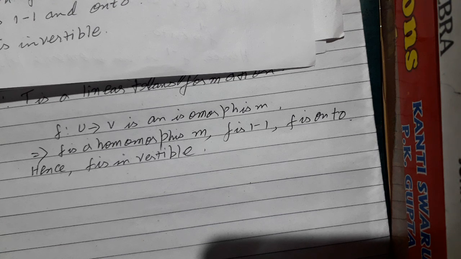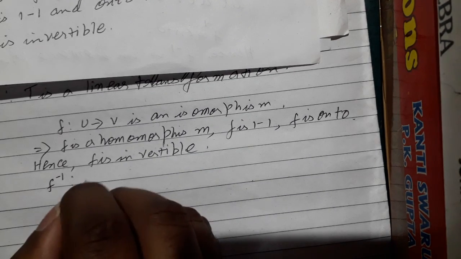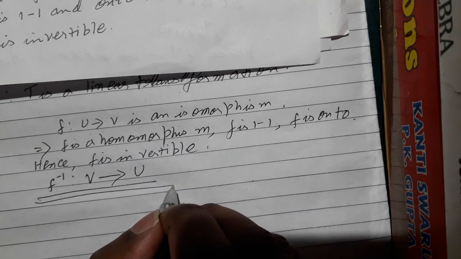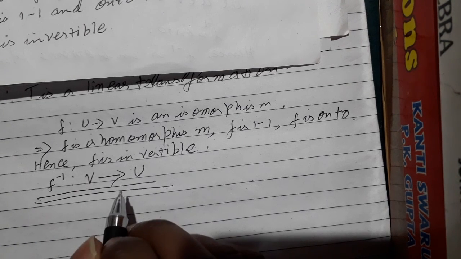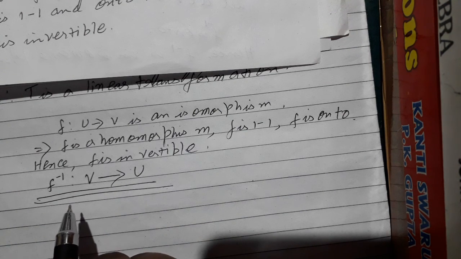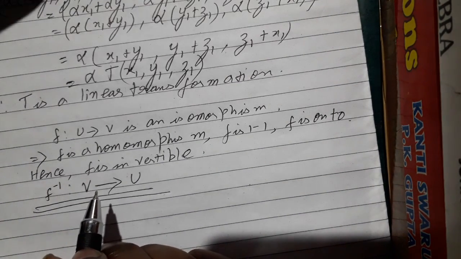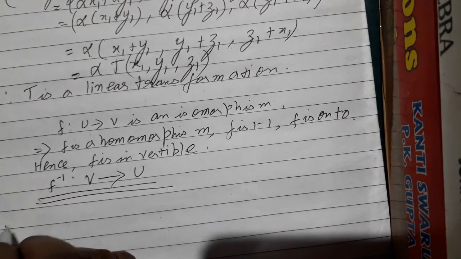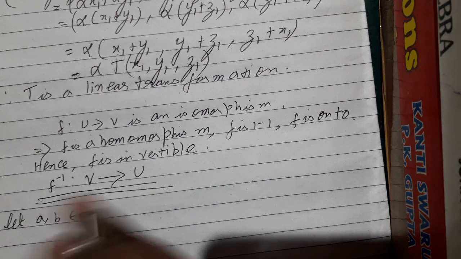So we got an invertible function, and we define this invertible function as f inverse. f inverse is from where to where? It is from V to U. Now you have to show this mapping is an isomorphism, not only a vector space homomorphism. So first of all we try to show it is a vector space homomorphism. So I take two elements from V.